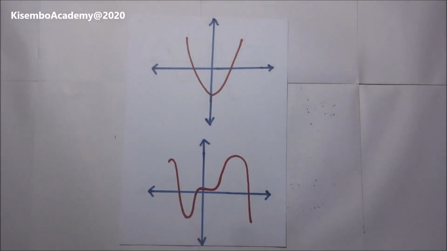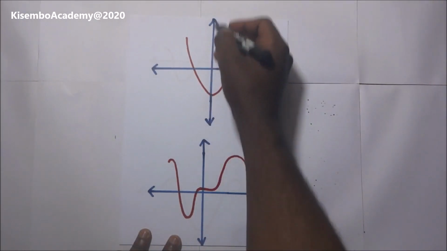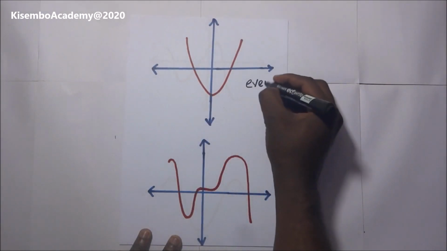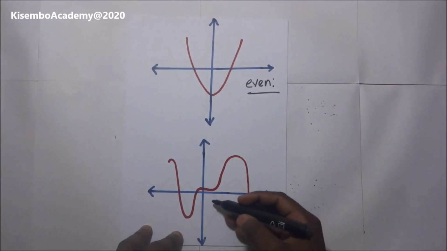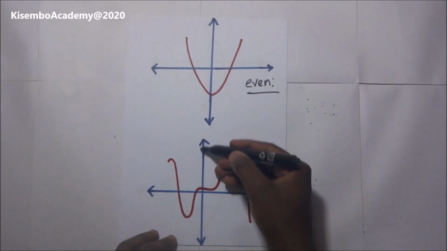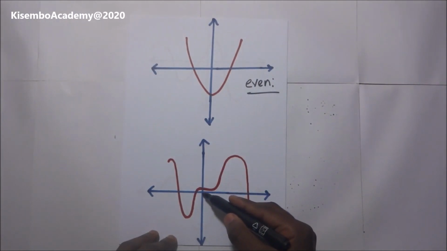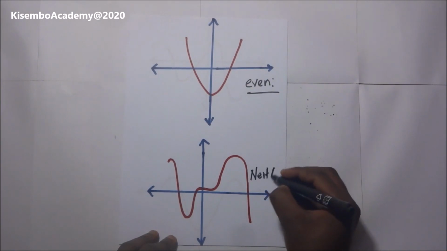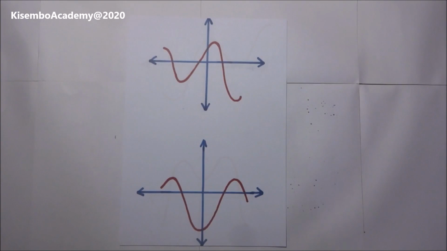So the first graph here is a quadratic graph. Of course, this is symmetrical about this axis. It's symmetrical, so this makes it an even function. Then if you look at this one, it is not symmetrical about the y-axis, and it is also not having any rotational symmetry about the origin. So this one is neither odd nor even.